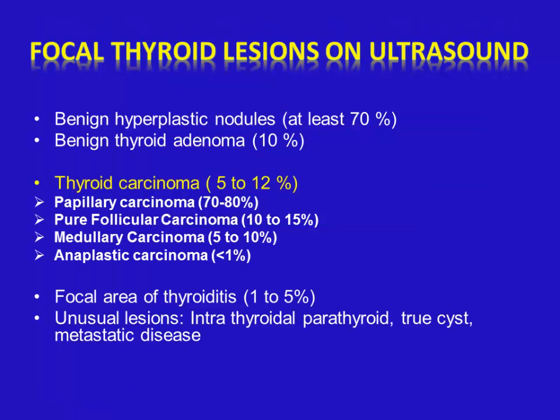So what are the types of thyroid abnormalities we see on biopsy? What will be the results? Most of these nodules will be benign. About 70% will be benign hyperplastic nodules, 10% benign thyroid adenomas, and 5 to 12% will be thyroid carcinomas of different types: papillary, follicular, medullary, and anaplastic. And in 1 to 5% it can be just a focal area of thyroiditis or unusual lesions like intrathyroid parathyroid tissue, a true cyst, or metastatic disease.